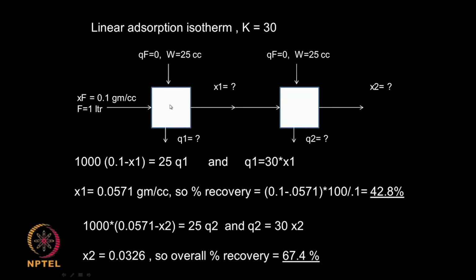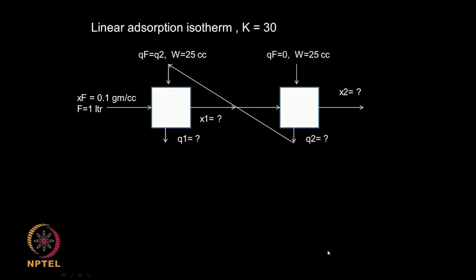So, as you can see, just like extraction, when I move from one stage to another, this is cross flow type, because every time I am adding fresh adsorbent, I am improving the adsorption from 42 to 67%. Now I have done something interesting.